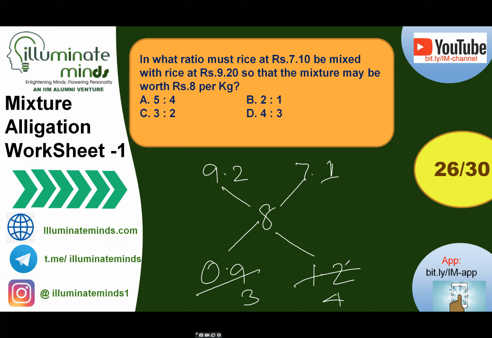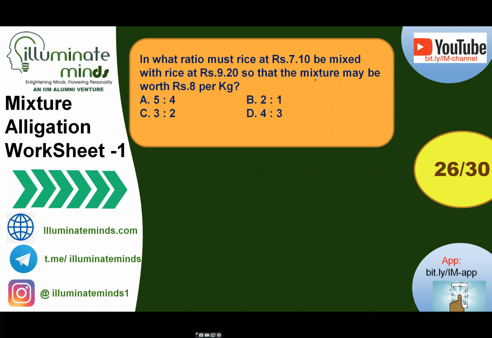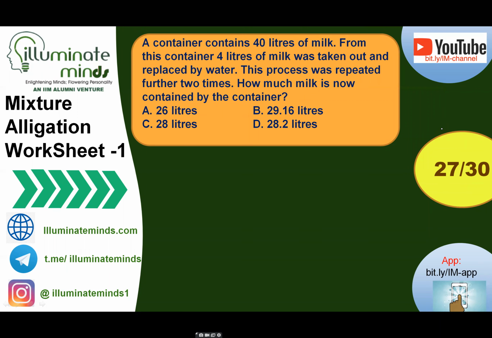Again, I need to check. 7.1 is written before, so it's not 3 is to 4, it's 4 is to 3. So the answer is 4 is to 3, option D. Fine. Let's move to the next one, question number 27.